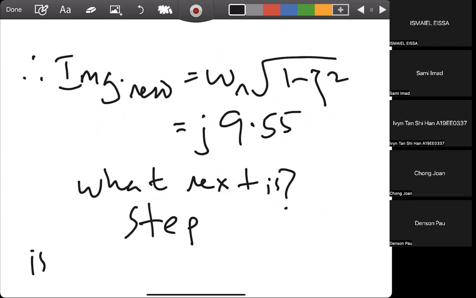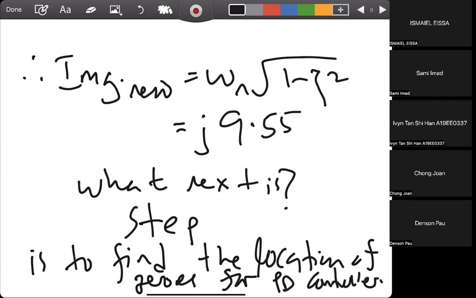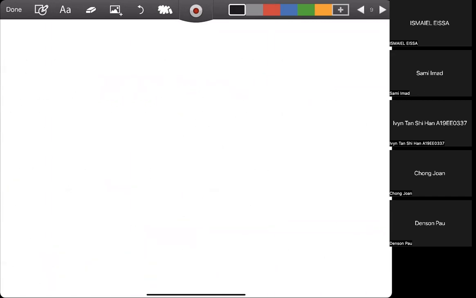The next step is to find the location of zeros for the PD controller. Read it again. To find the location of zeros for the PD controller, you draw.